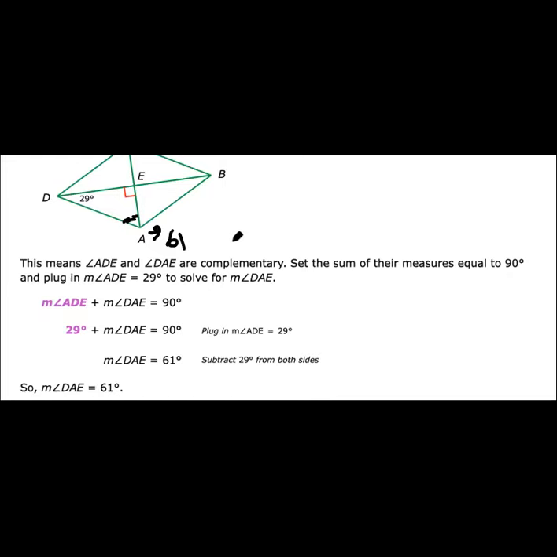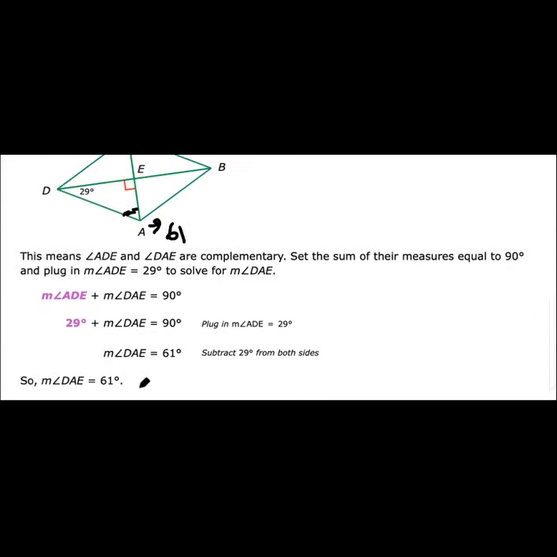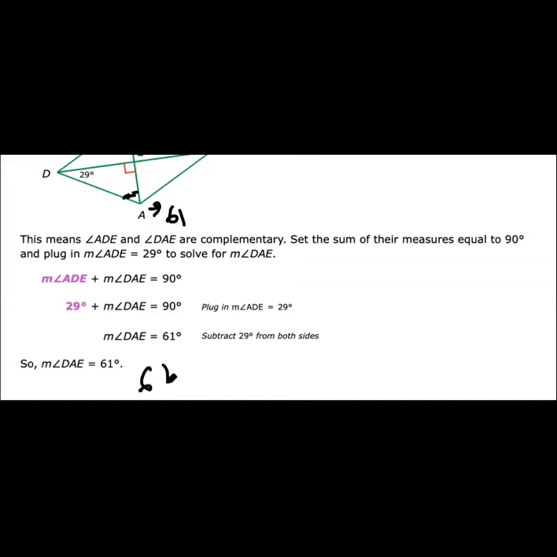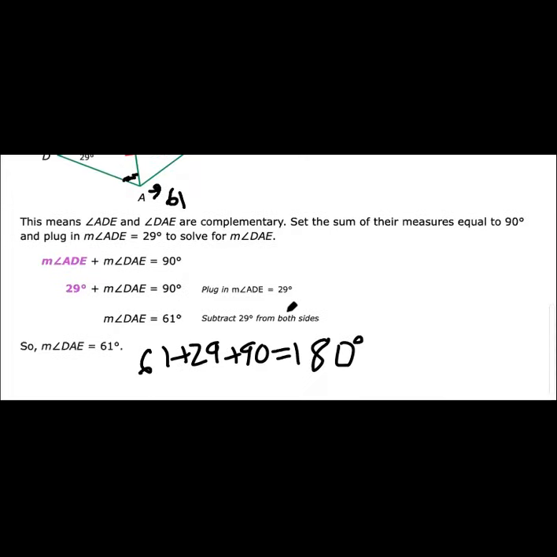Okay, if you add all those up, 61 plus 29 plus 90, that should give you 180 degrees for that triangle right there. Okay, so that's how you'd solve that problem.